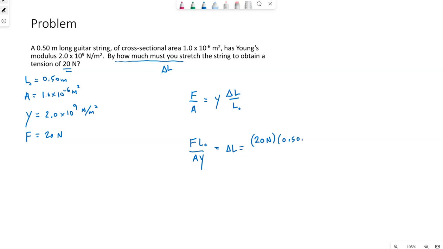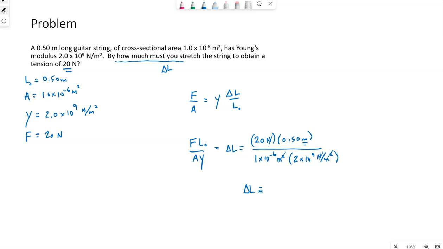The original length is 0.5 meter. The area in meters squared, and Young's modulus in newtons per meter squared. So the meter squareds are canceling right here. The newtons are canceling. That's leaving us with meters as our answer.